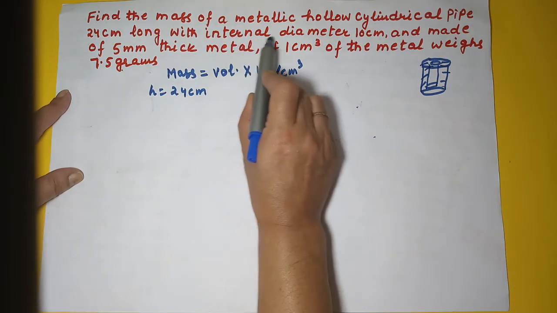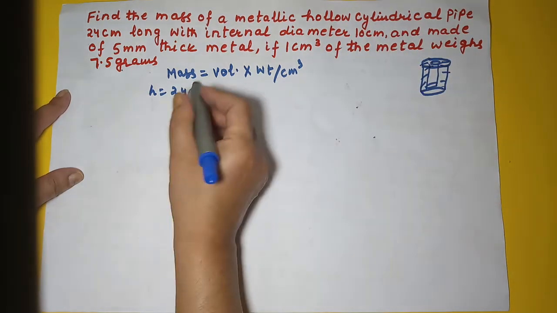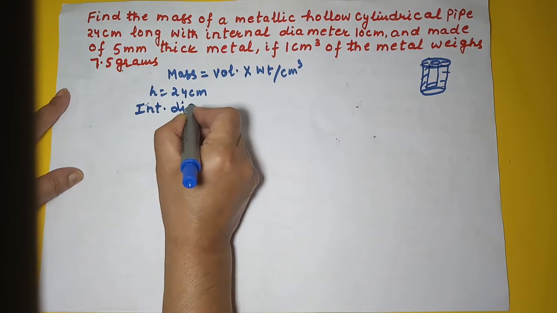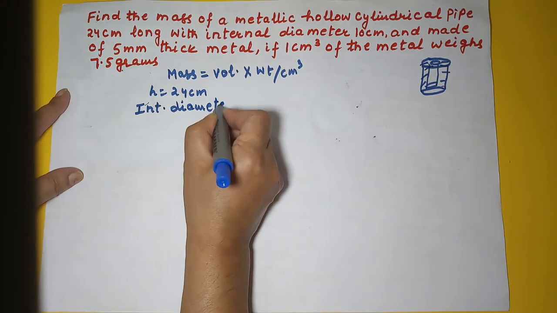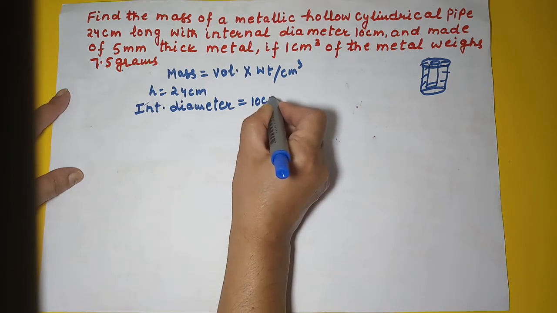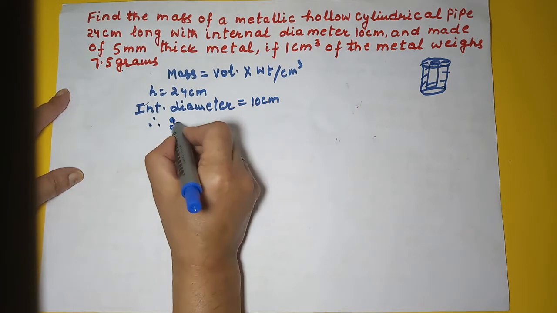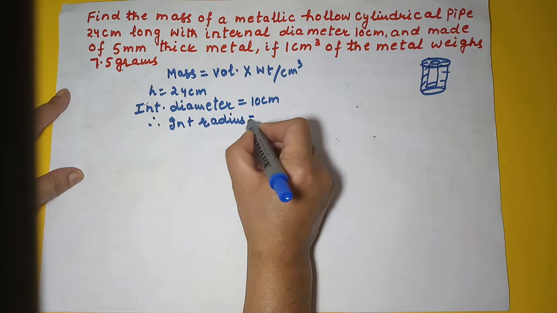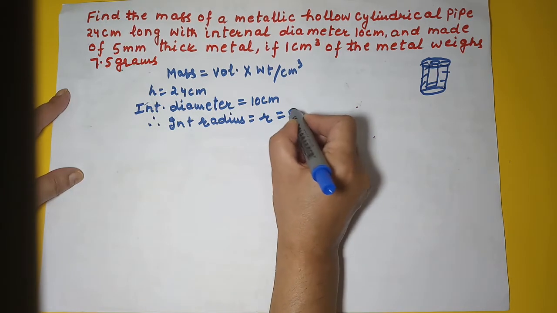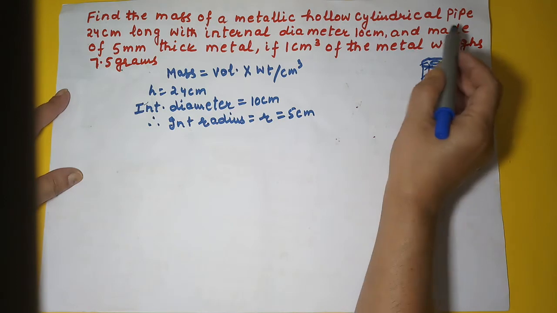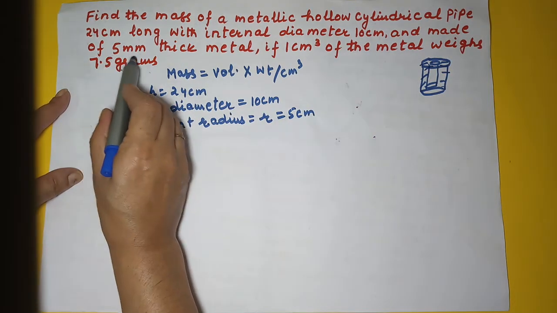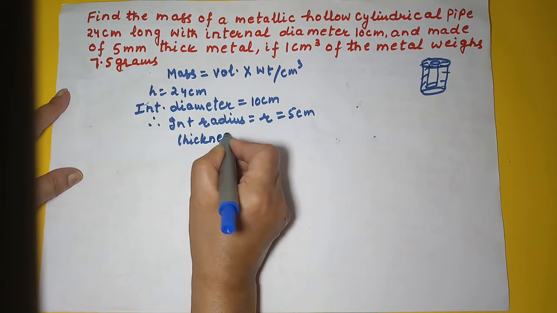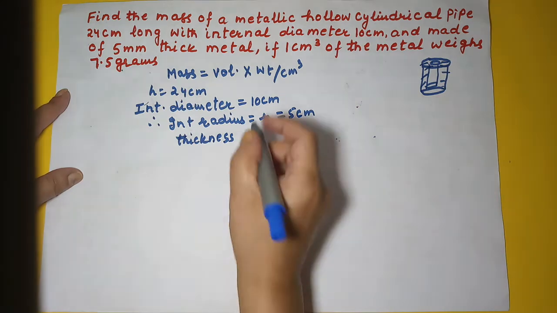So since he has given us the internal diameter 10 centimeters, so let's write internal diameter is 10 centimeter. From this we can calculate the internal radius. So we will name that as r, and that is 5 centimeters, right? After that he is saying that it is made of 5 millimeter thick metal. So thickness is also given. So what will this thickness do? It will help us to calculate the external radius.